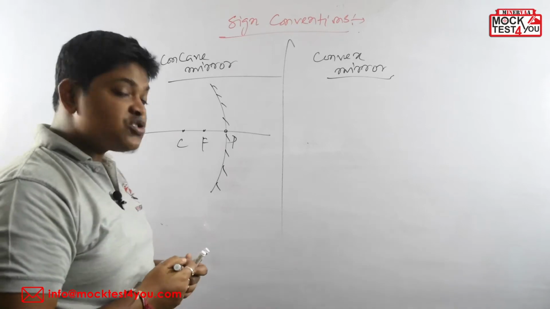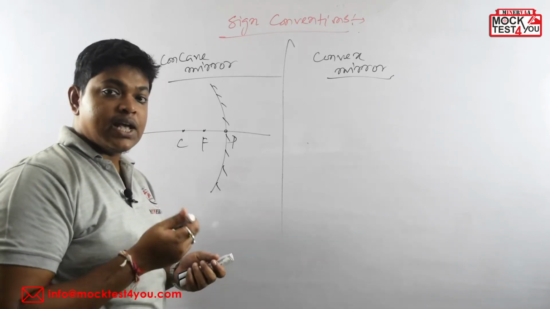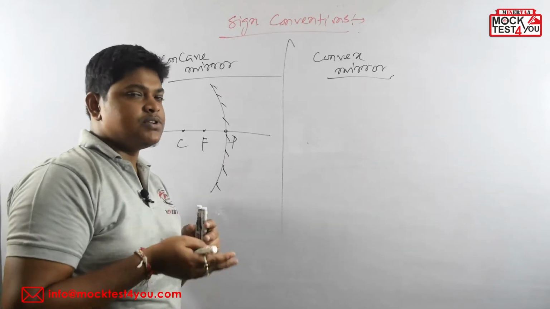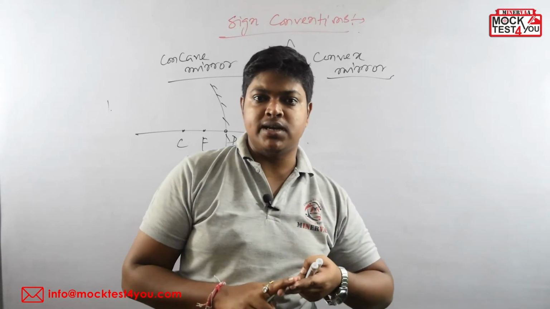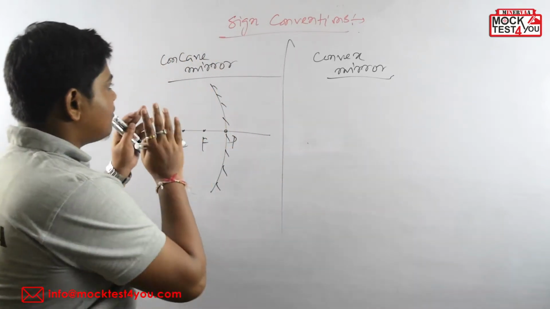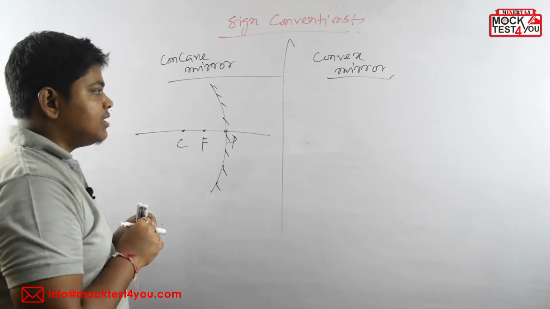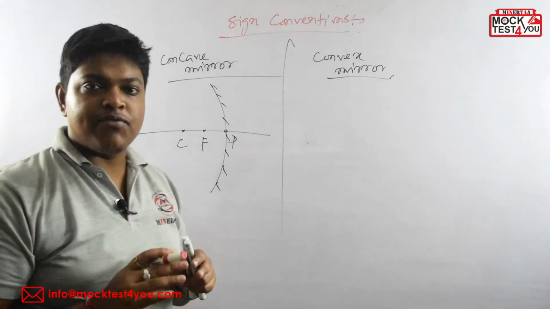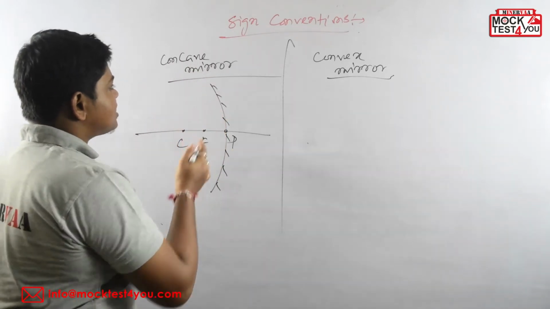Now the first confusion that every time comes to the student's mind is, for the case of concave mirror, what will be the object distance, what will be the image distance, should it be plus or should it be minus, how can we remember that? For that, we have to understand this very well. That's very simple. If you are confused at the time of the exam, just make a simple ray diagram.